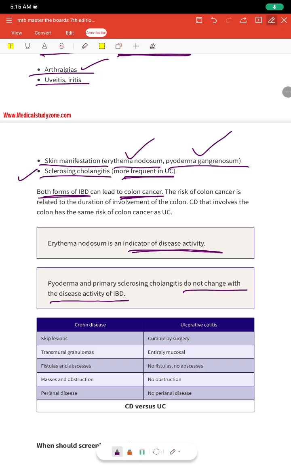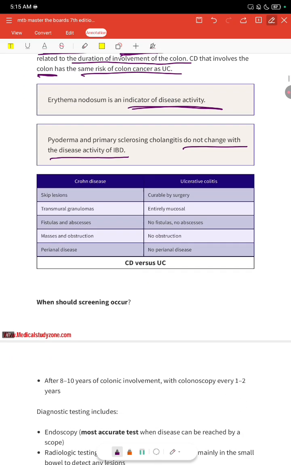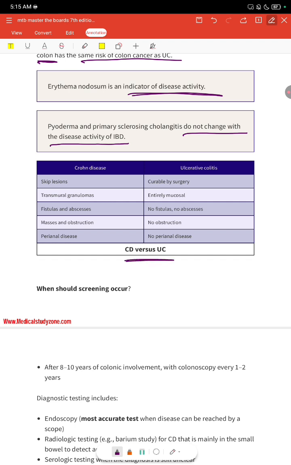The risk of colon cancer is related to the duration of the involvement of the colon. So, Crohn's disease that involves the colon has the same risk of colon cancer as UC, as the ulcerative colitis. Here is CD versus UC. So, Crohn's disease has skip lesions while ulcerative colitis does not have skip lesions.